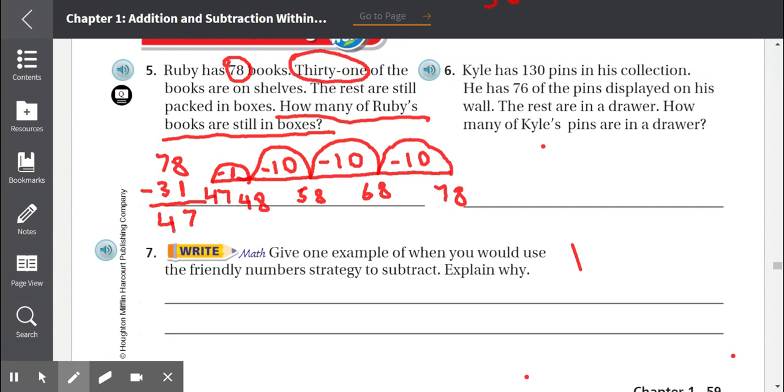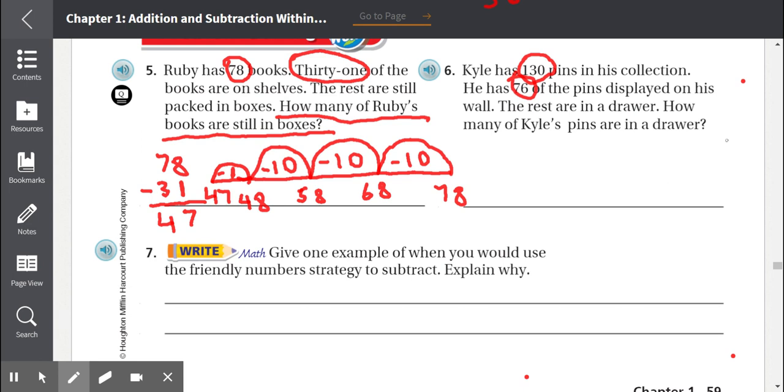Number 6. Kyle has 130 pins in his collection. He has 76 of the pins displayed on his wall. The rest are in a drawer. How many of Kyle's pins are in a drawer? So let's start by circling our important numbers: 130 pins and 76 of the pins displayed on his wall. The rest are in a drawer. How many of Kyle's pins are in a drawer?